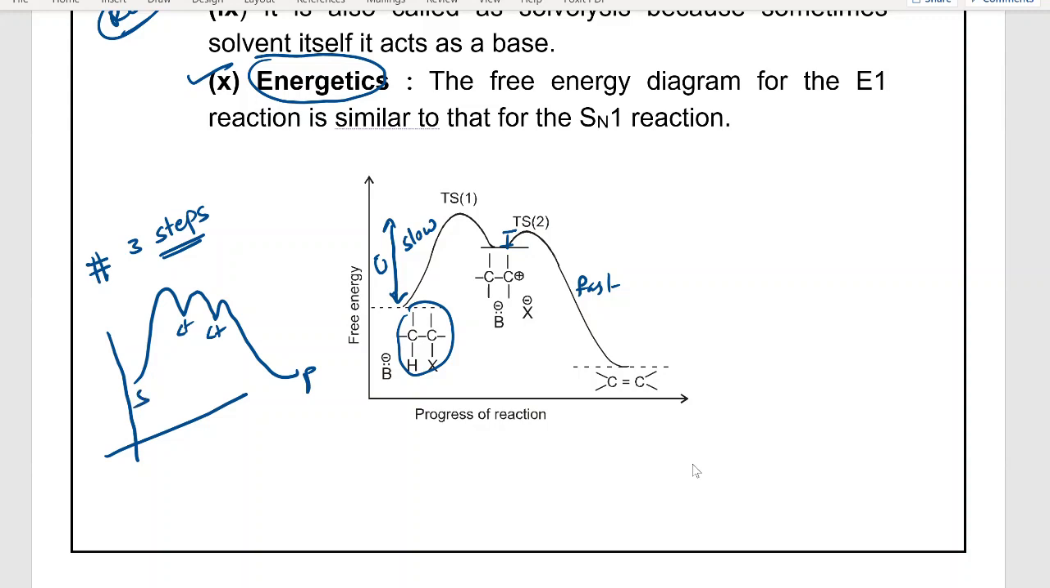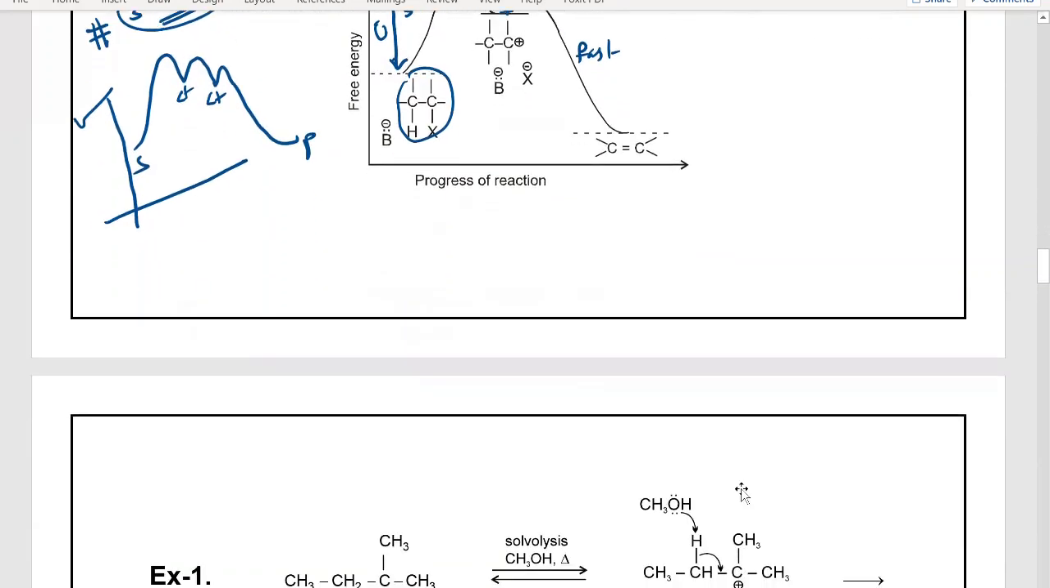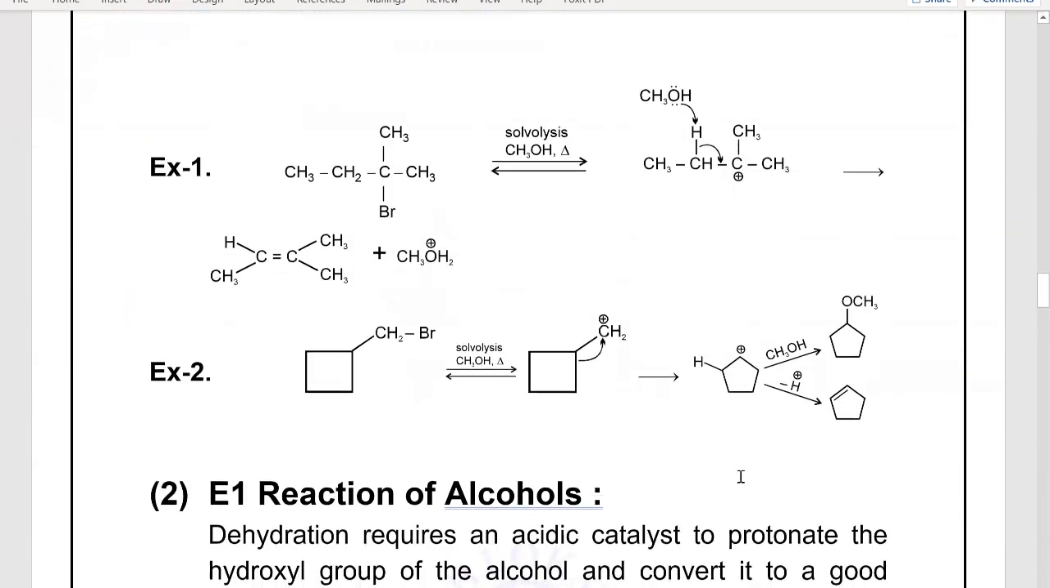When will we get this type of graph? When the carbocation is undergoing rearrangement. Because any chemical reaction in organic chemistry, if it is proceeding through a carbocation intermediate, no doubt, if any possibility is there, the carbocation can be rearranged. In such cases, we can consider them as more than 2 steps, and the energetics will be like this. Got it? Now, these are the characteristics. Let us see the examples here.